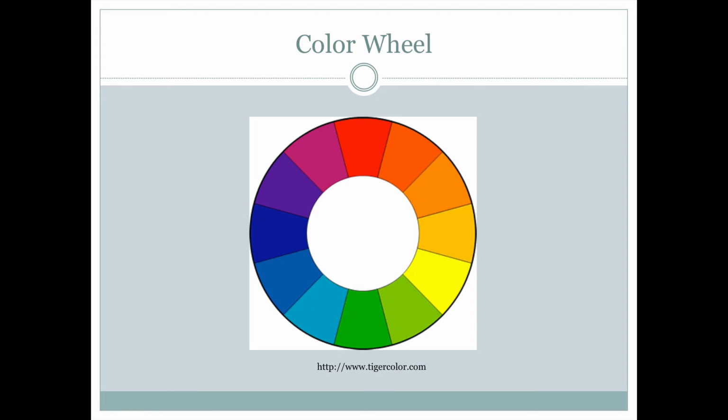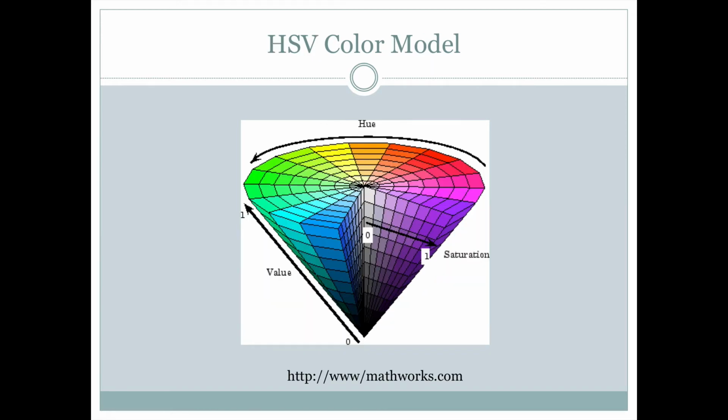So now let's see how the color wheel is extended to create the HSV color model. The HSV color model begins with the color circle as its top. So as we go around the top of that circle there, we go through all of the different hues of the rainbow. It's a conic shape, so it's shaped like a cone.